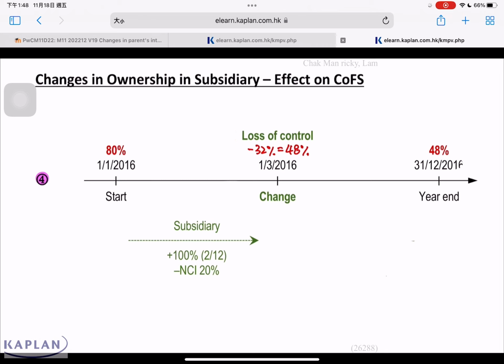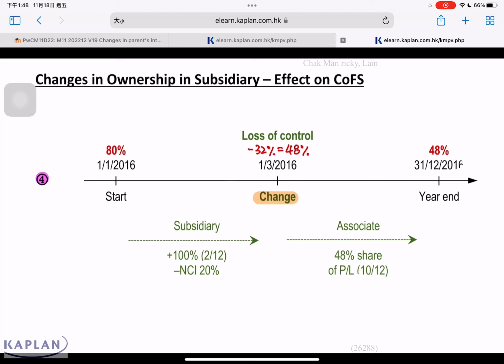If it's loss of control, that means for the next 10 months, this may be considered as an associate or financial asset. If you have significant influence, it is an associate. If you do not have significant influence, it's a financial asset. Assuming now we have significant influence, for the last 10 months, we do not consolidate anymore. We do a 48% share of the profits for the 10 months.